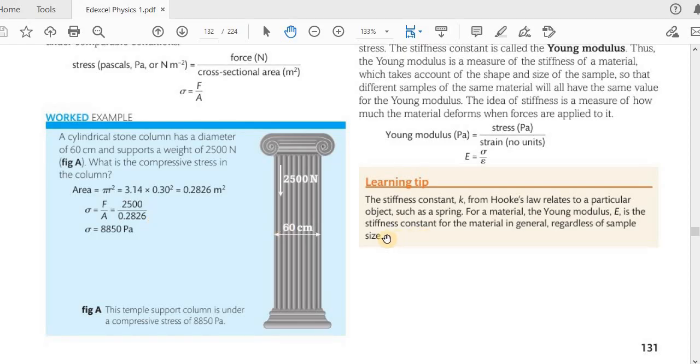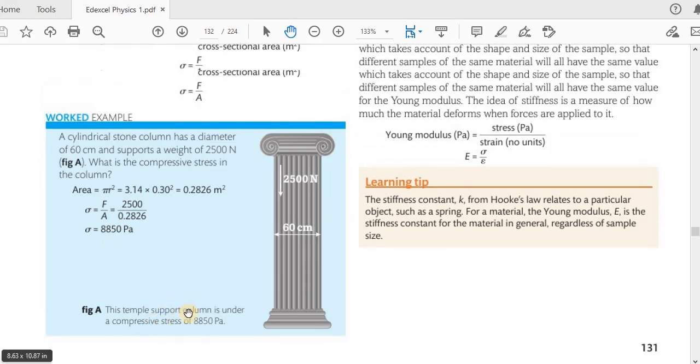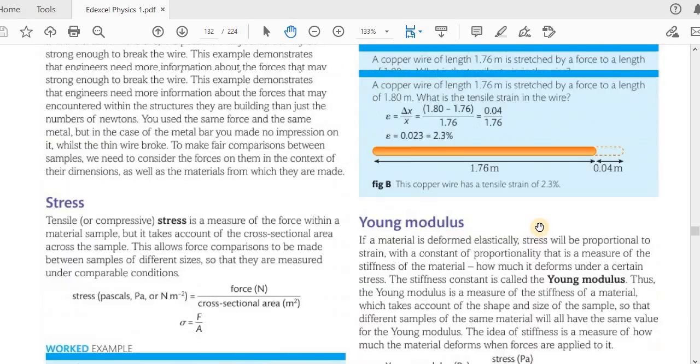By the way, remember there is a compressive force this way and also this way. But we use only one of those forces. So even when you're stretching, when you apply the force from one side, there will be another force from the other side, but we just consider one of the forces. Finally we get 8850 pascals. This temple support column is under a compressive stress of 8850 pascals.